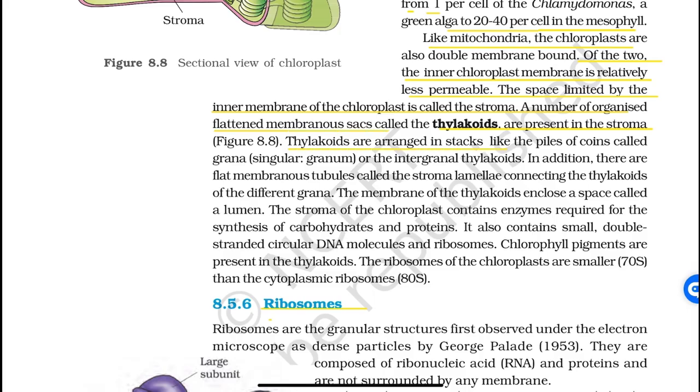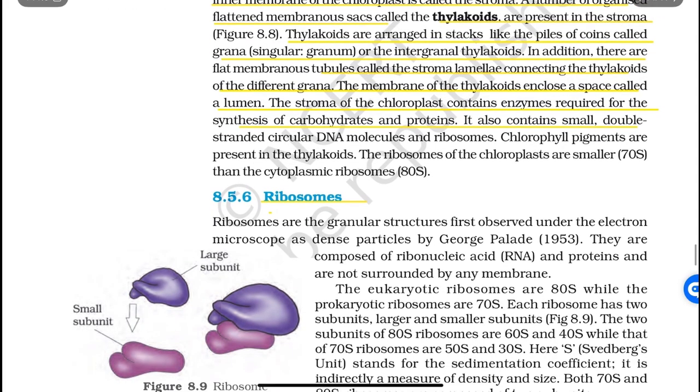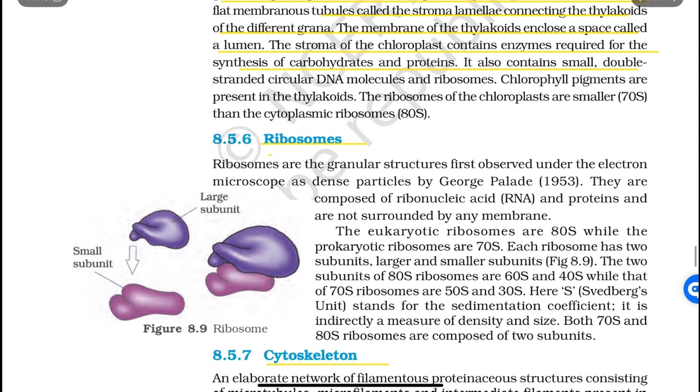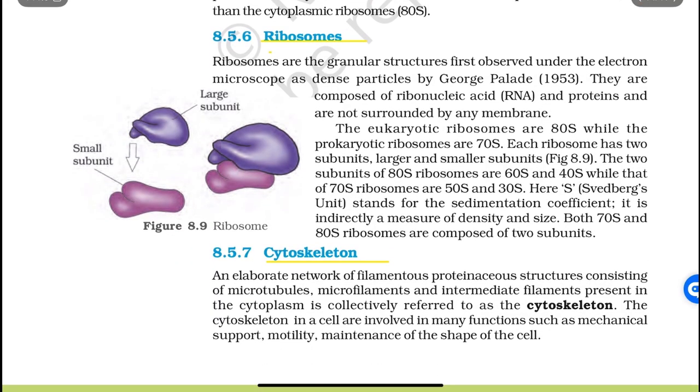Thylakoids are arranged in stacks like the piles of coins called grana. In addition, there are flat membranous tubules called the stromal lamellae connecting the thylakoids of different grana. The membrane of the thylakoids encloses a space called a lumen. The stroma of the chloroplast contains enzymes required for the synthesis of carbohydrates and proteins. It also contains small double-stranded circular DNA molecules and ribosomes. Chlorophyll pigments are present in thylakoids. The ribosomes of the chloroplast are smaller, 70S, than the cytoplasmic ribosomes, 80S.